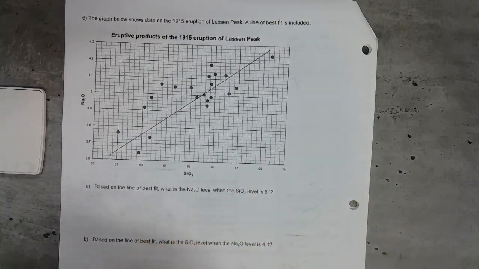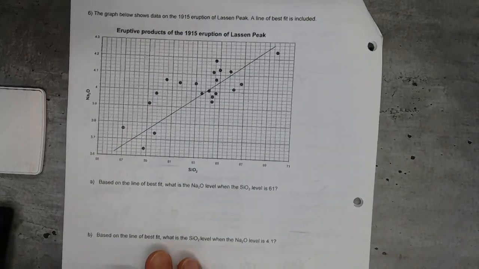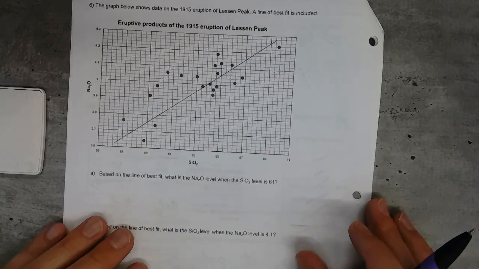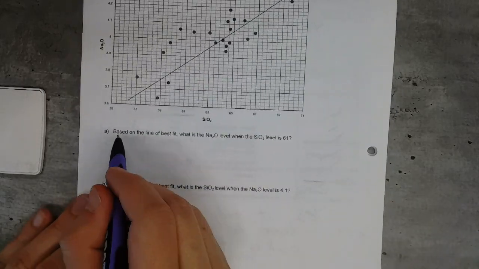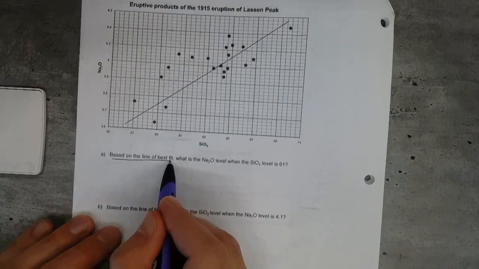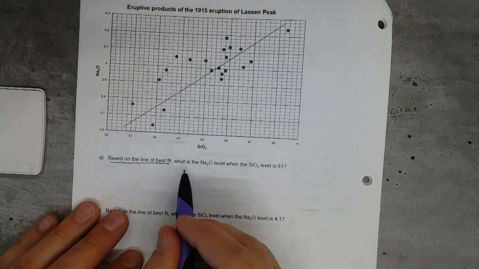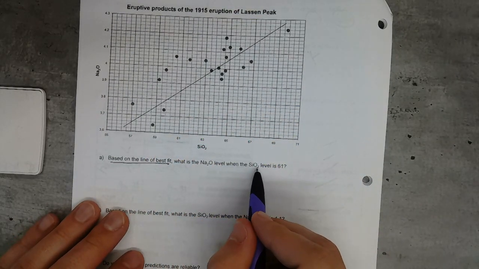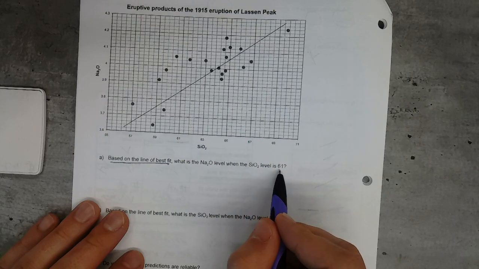All right, our next one is about the eruption of Lassen Peak. And we got to be really careful on this. So on this, it says based on the line of best fit. It's already drawn for us. Okay, what is the Na2O level when the SiO2 level is 61?